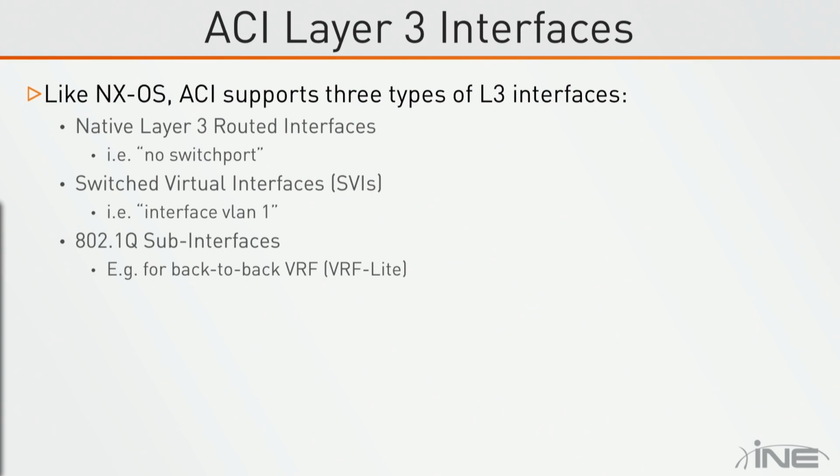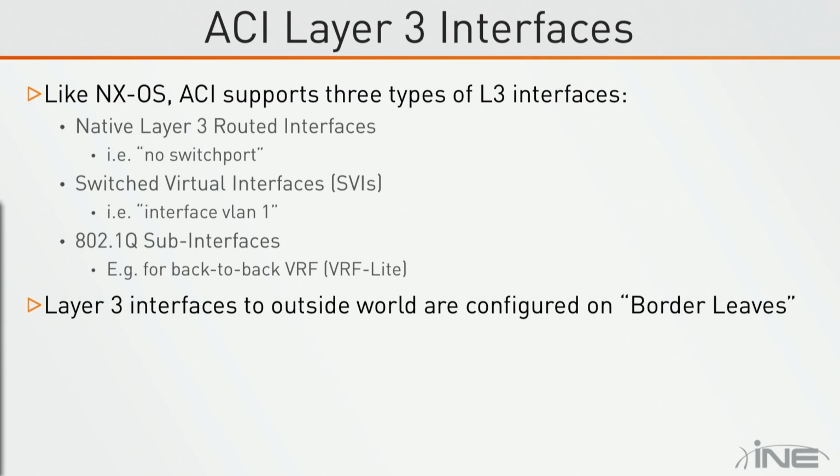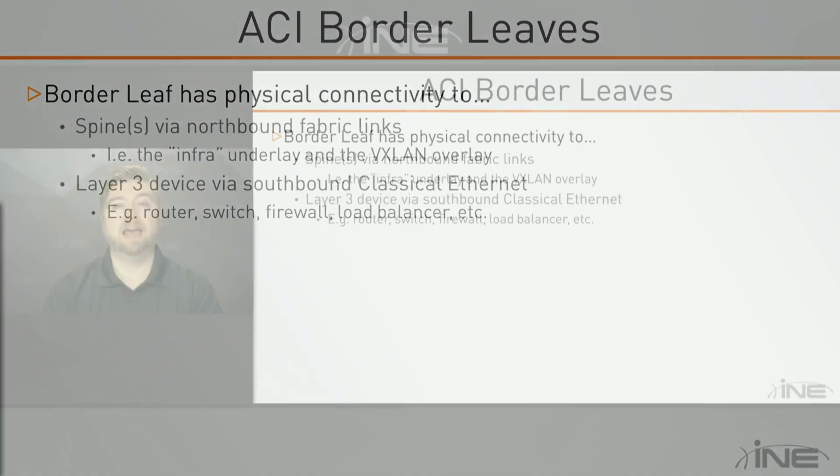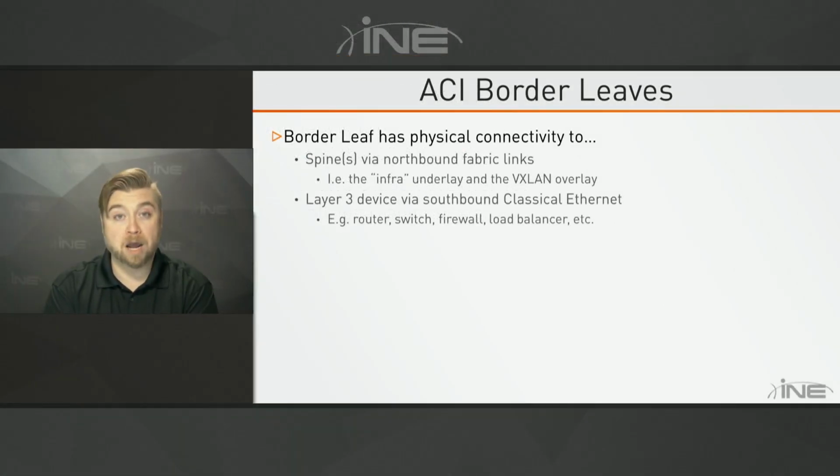Now, the first term that we have, which is similar to what we looked at in VXLAN and specifically the BGP EVPN VXLAN implementation, is what we call the border leaf. A border leaf is basically going to be a normal leaf switch, but in addition to having connectivity to the spine switches northbound over the fabric interfaces, it's also going to have connectivity to our layer 3 devices like our WAN router, our layer 3 switch, firewall, load balancer, whatever, southbound towards the access interfaces.